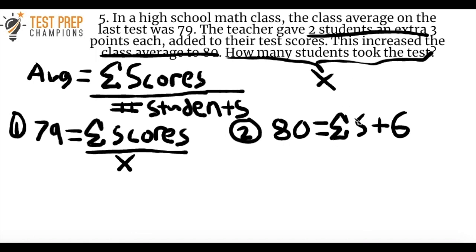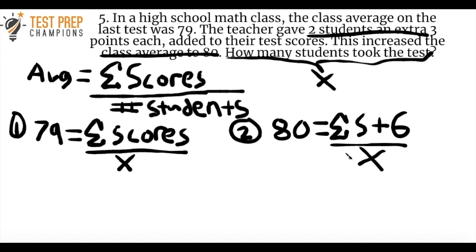Remember, in the first equation the class average was just 79, and then the teacher gives 2 students an extra 3 points. So we're writing a second equation based off of that new information. The average in the second case was 80. The sum of the scores is going to be the same, but we're adding 6 again because there are 2 students and they each get 3 points. So hopefully that's clear. And the number of students is not going to change.